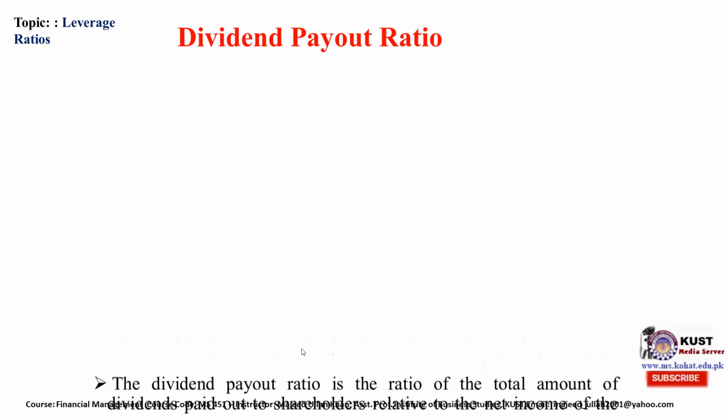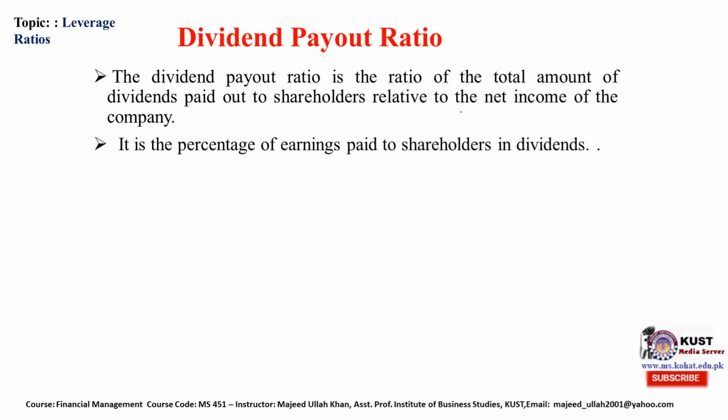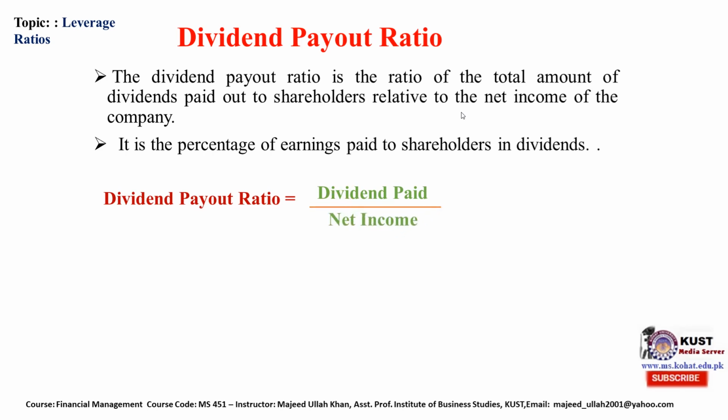What is dividend payout ratio? Dividend payout ratio is the ratio of the total amount of dividend paid out to shareholders relative to the net income of the company. It is the percentage of earnings paid to shareholders in dividends. It can be calculated as dividend paid divided by net income available to common shareholders, or as dividend per share divided by earning per share.